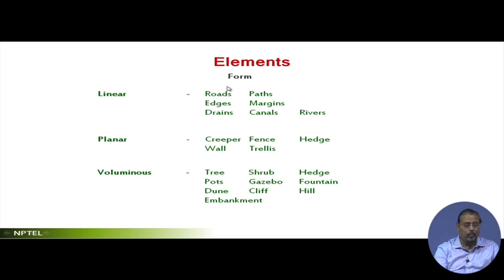In linear form, we have roads, paths, edges, margins, drains, canals, rivers. When I discuss the elements in the course of time, I will give examples of all these things. In fact, I am planning to give one particular lecture on all kinds of elements, very focused. And then the planar ones: creeper, fence, hedge, wall, trellis. And the voluminous or volumetric ones: tree, shrubs, hedges, pots, gazebo, fountain, dune, cliff, hill, and embankment. Now, these are different forms of elements which ultimately contribute to our planes.